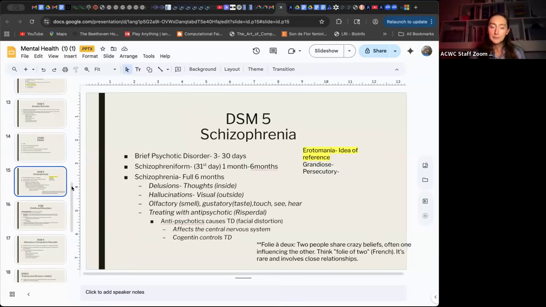Okay. Now coming back to schizophrenia for a second, right? You have delusions, that's more your thoughts, right? And you have hallucinations. When you have the hallucinations, just be careful with that one because it can be in any of the five senses, right? It can be something you hear, something you feel, something you smell, something you taste. It can affect any of the five senses.